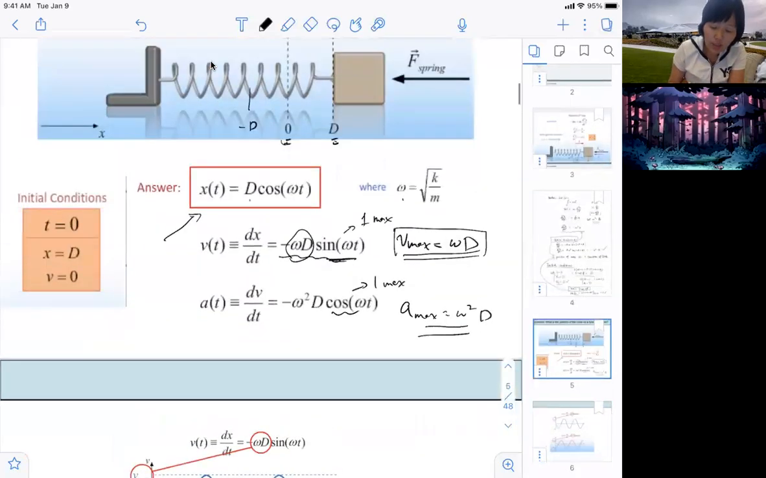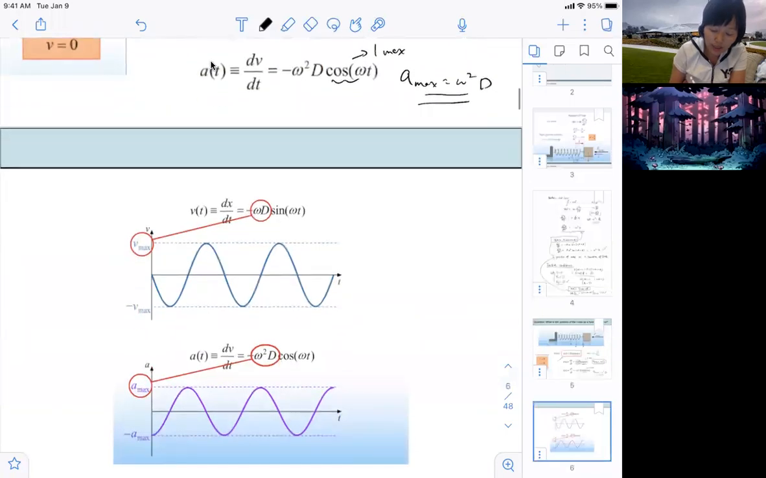So you can see that not only is the position time graph a sinusoidal wave, a cosine function, but the velocity and acceleration are also sinusoidal functions. Omega d is the maximum value for velocity, and omega squared d is the maximum value for your acceleration.